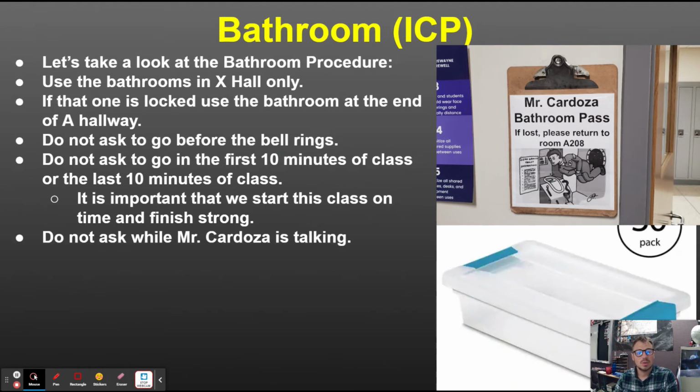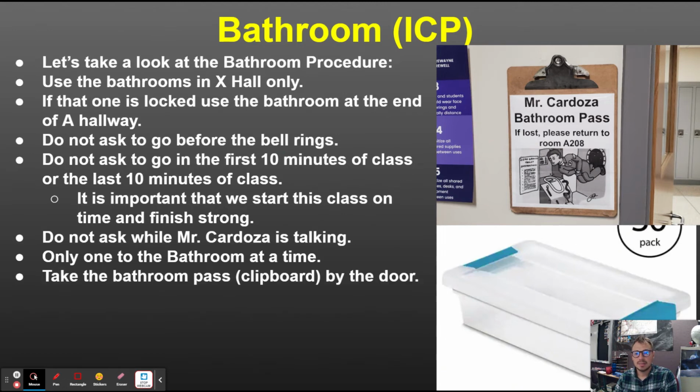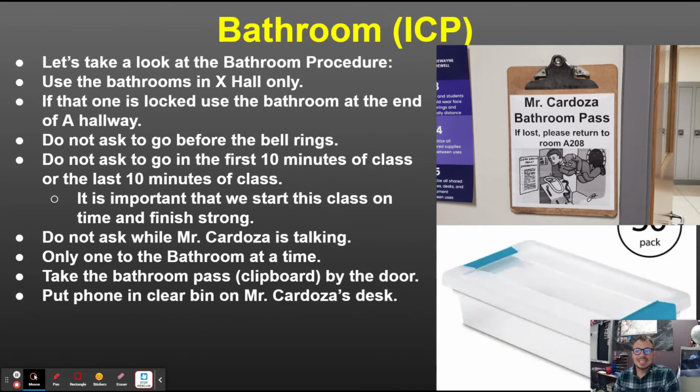So don't ask while I'm talking, right? Only one out to the bathroom at a time. So take the bathroom pass. That's the clipboard by the door. There'll be a little orange pass on it for that day. Put the phone in the clear bin on Mr. Cardozo's desk. So this is to avoid students spending all the time in the bathroom on their phone.